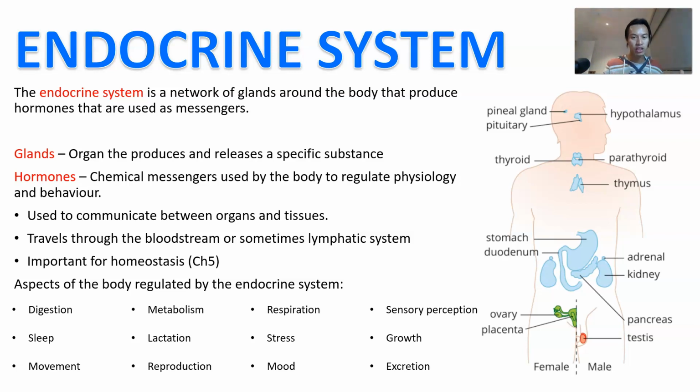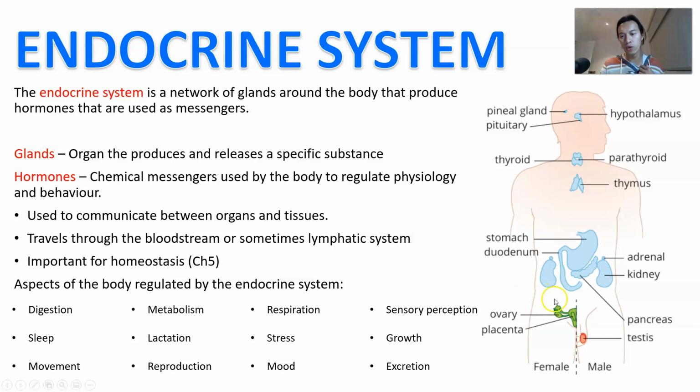So aspects of the body that are regulated by the endocrine system include digestion, sleep, movement, metabolism, lactation, reproduction, respiration, stress, mood, growth, excretion, and sensory perception. So a range of different things that your body uses to communicate with one another through these chemical messengers, okay?